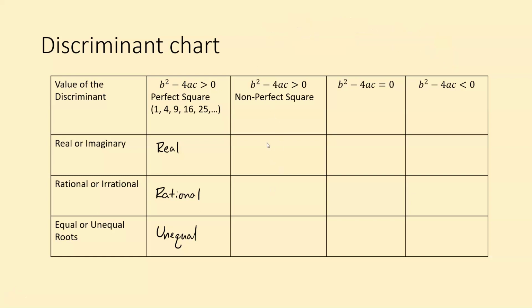So let's look at the second column here. We have a positive discriminant, this time a non-perfect square. So these would also have real solutions, real roots. And this time they would be irrational because that square root will not simplify. Irrational. And once again, we would have unequal roots.